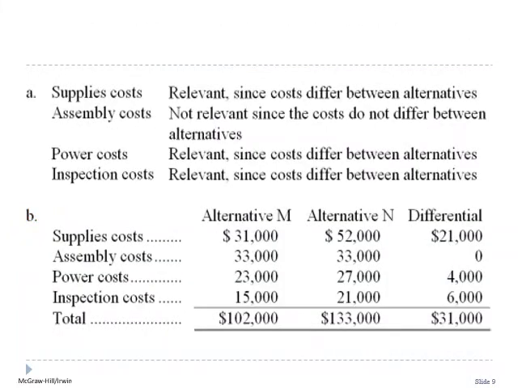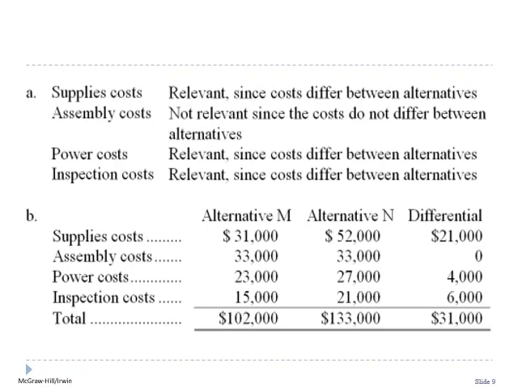To identify relevant and irrelevant costs, you have to go back to the definition. Relevant costs are those costs that differ between the alternatives. Irrelevant costs are those costs that do not differ between the alternatives. So, according to this definition, supplies costs are relevant because costs differ between alternatives. Assembly costs are not relevant since the costs don't differ between alternatives.